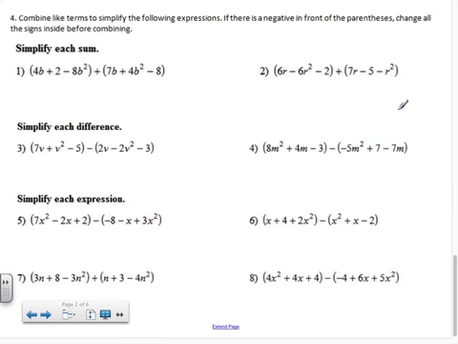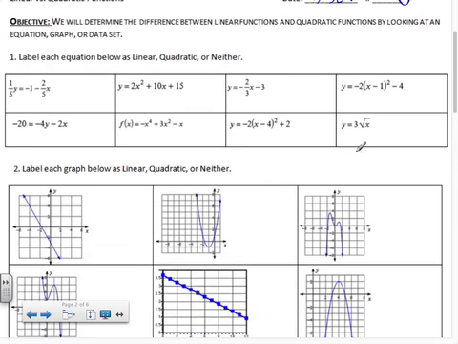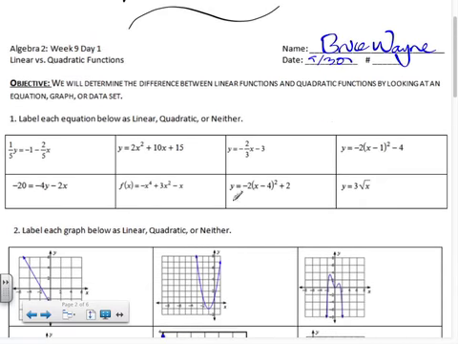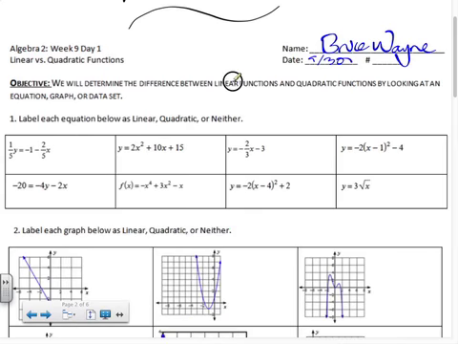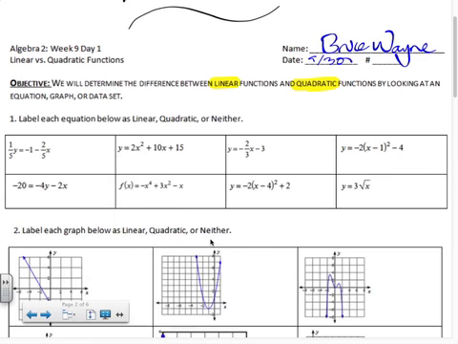Okay, we've got a pretty straightforward day today. It's going to end up just being some calculator practice. But the big goal today is this: I want you to be able to differentiate, or tell the difference, between linear and quadratic functions. There are several different ways that you might need to be able to do this. First, you look at a graph, and the difference between linear and quadratic is pretty apparent. One of them is a straight line, the other one is a parabola. Okay?